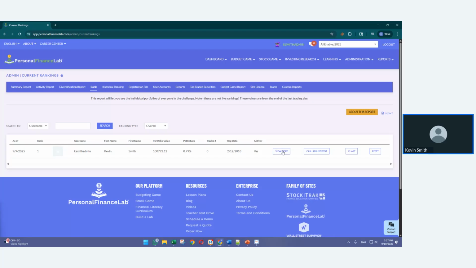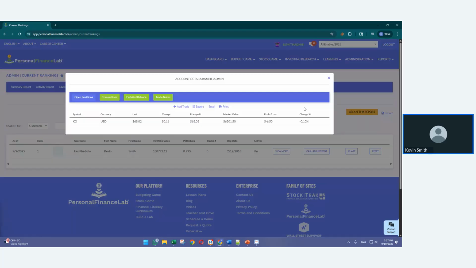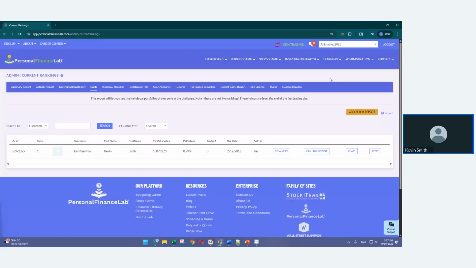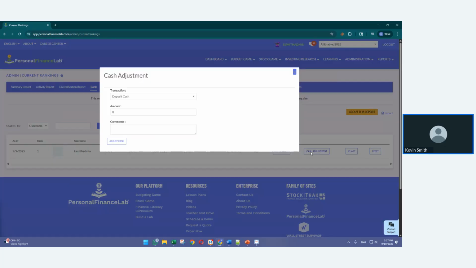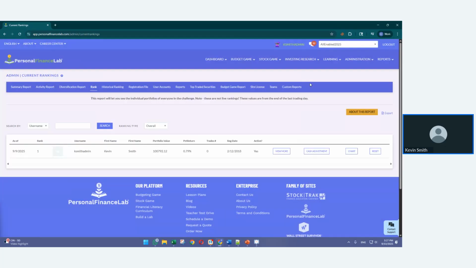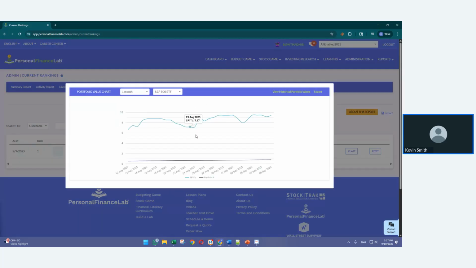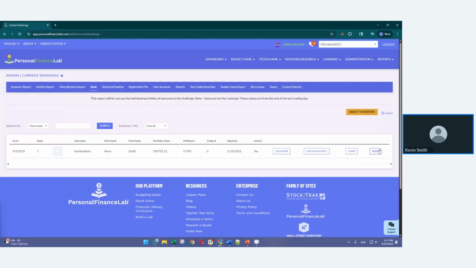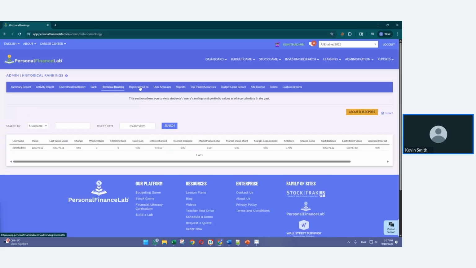And you as a teacher have the ability to not just see everybody's trades, regardless of what the rules are, you can also add and remove cash from students' accounts. You can see a chart showing how their portfolio has been performing over the course of the semester compared to the benchmark. And you can even reset students back to the start. If you have a student who really screwed something up and is really upset, you can just reset them back to the beginning. Historical ranking, same stuff going back in time.